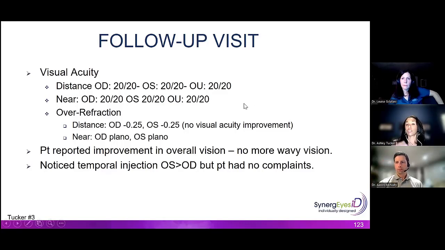I didn't give much life to it. I just said, yeah, this is something that I kind of expect with this type of lens design, but let's just see if that goes away. And it actually did. She wasn't complaining of any comfort issues, but I did notice a little bit of temporal injection, left eye greater than the right. But again, the patient had no complaints.